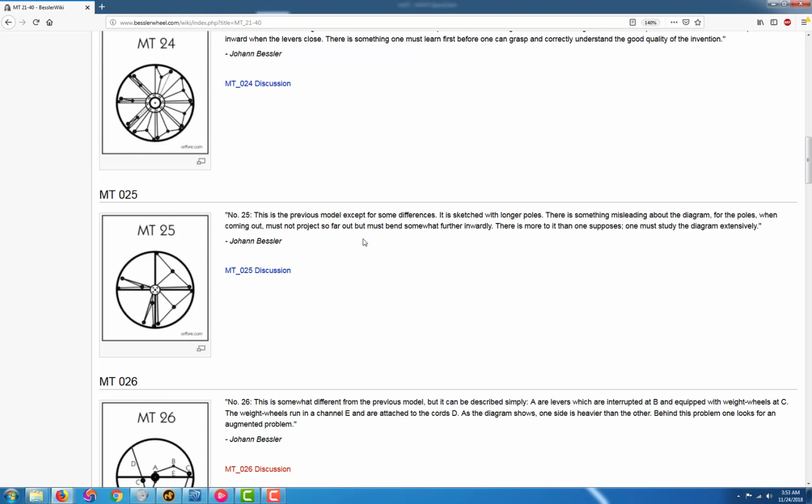He actually gives this description if the translation is correct, that when coming down, must not project so far out, but must bend somewhat further inwardly. So, what he's talking about is these two weights.